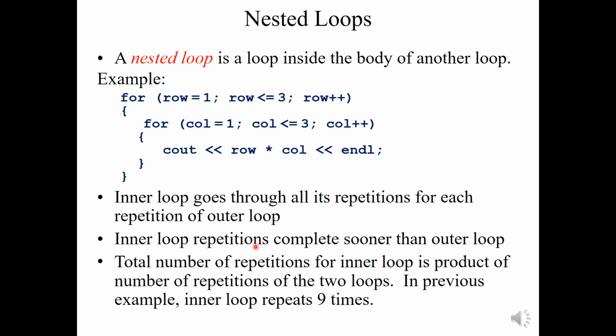And the inner loop repetitions complete sooner than the outer loop. So first the inner loop will be completed, then it will go for the outer loop. The total number of repetitions for the inner loop will be the product of the number of repetitions of the two loops. So in this case, 3 repetitions multiplied by 3 repetitions is 9 repetitions. So in this example, the inner loop will repeat 9 times.